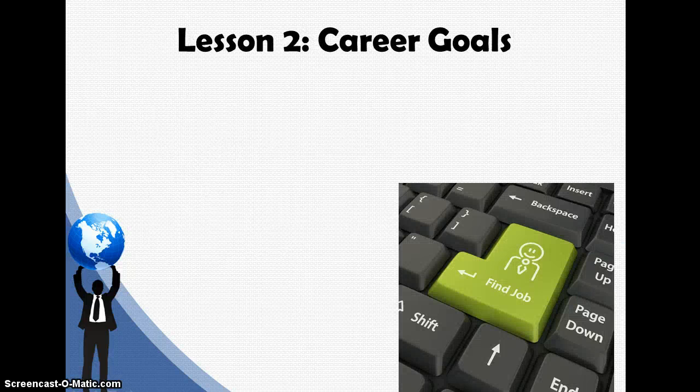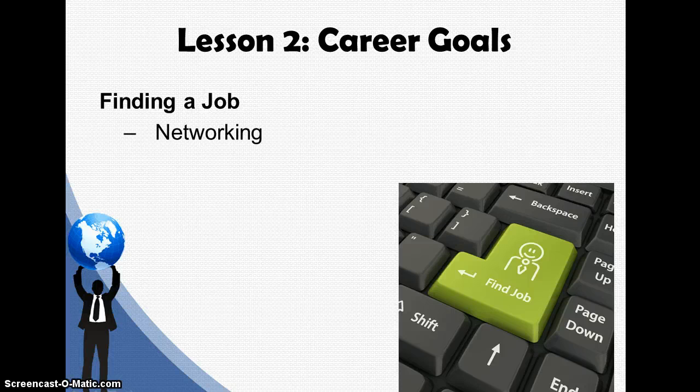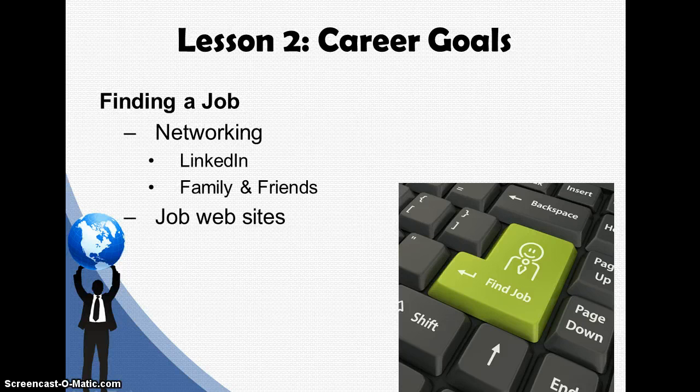So when we get into lesson 2, we talk more about career goals. So this is more individualized for you, the job seeker. When you're looking for a job, a lot of times, again, that word networking. You might have heard the term, it's all about who you know. Okay? That means you want to know a lot of people just so you can get your name out there, get word passed on about you, and keep people talking.